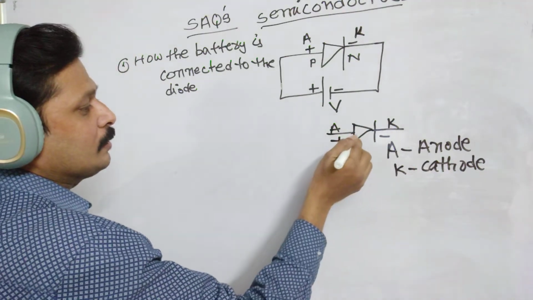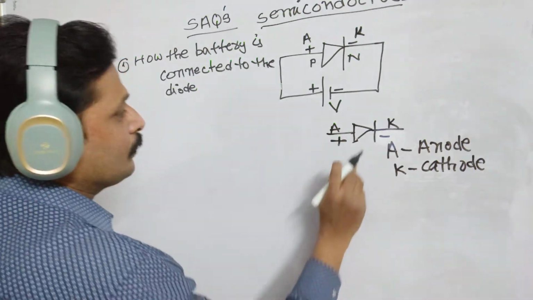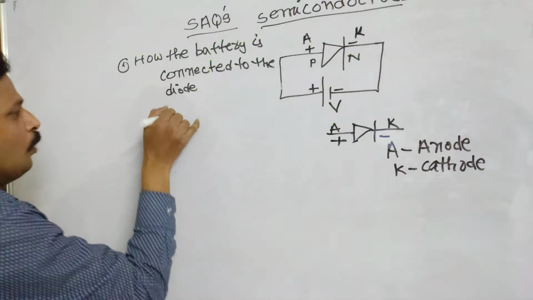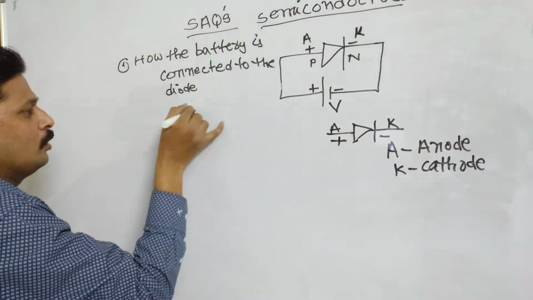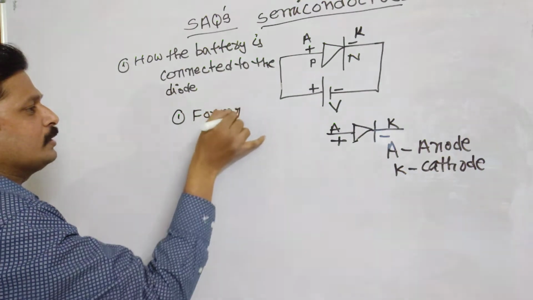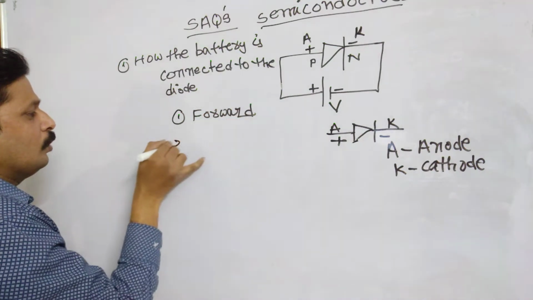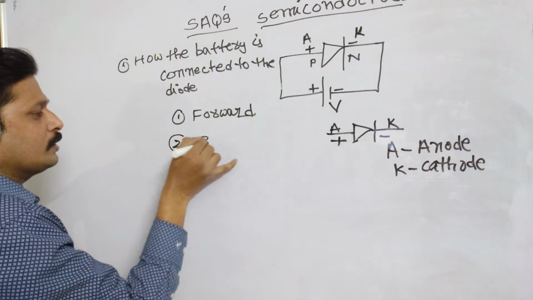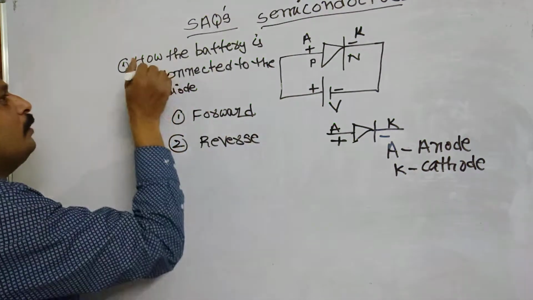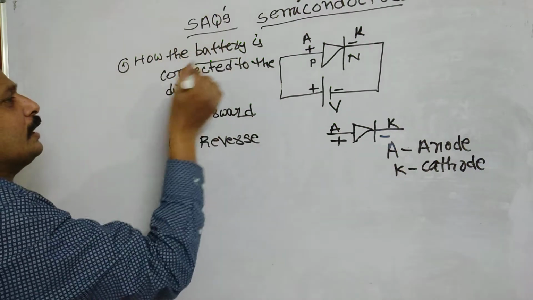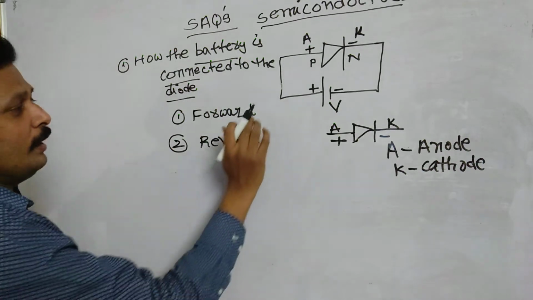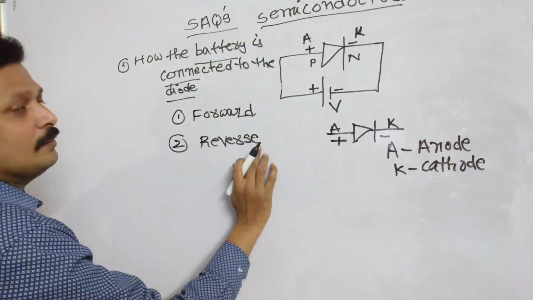Now the diode has one junction. For that reason, the biasing is applied in two ways. How many ways is it connected? Two ways. One kind of biasing is called forward biasing, and the second one is called reverse. How is the battery connected to the diode? In two ways: one is forward, the other is reverse.